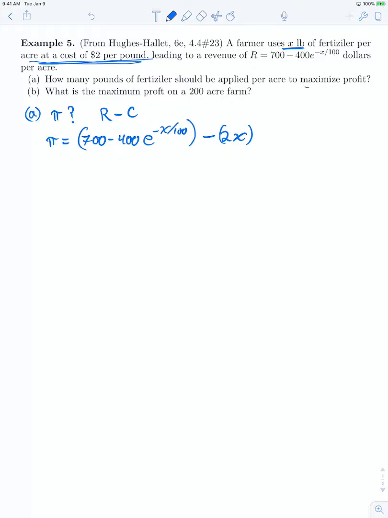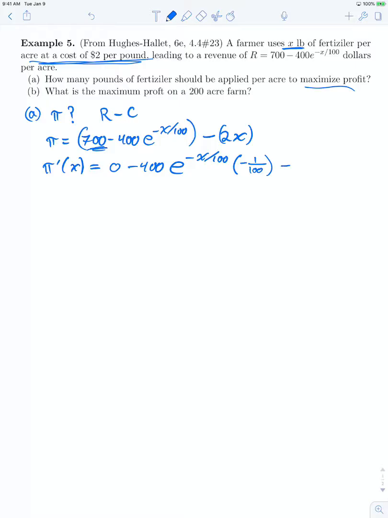So it wants us to maximize profit, so we should take the derivative, set it equal to 0. So pi prime of x. The derivative of 700 is 0, minus 400, because the constant in front goes along for the ride. Don't change e. Don't change the inside of the exponential function, so it's still just e to the negative x over 100, and then multiply by the derivative of the inside. That's negative 1 over 100, because the inside was x times a constant, or divided by a constant.